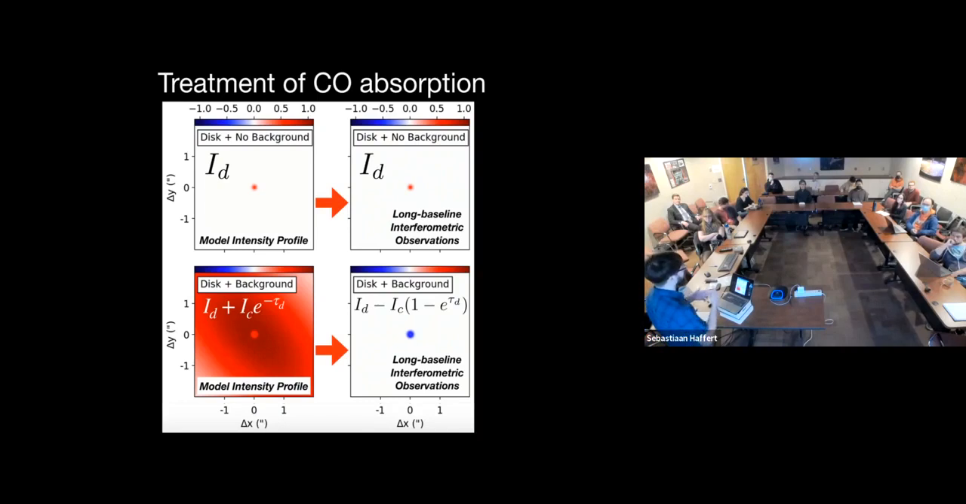So it's a combination of radiative transfer effects and interferometric spatial filtering as to why we see these negative absorption detections very common in these young stellar clusters.